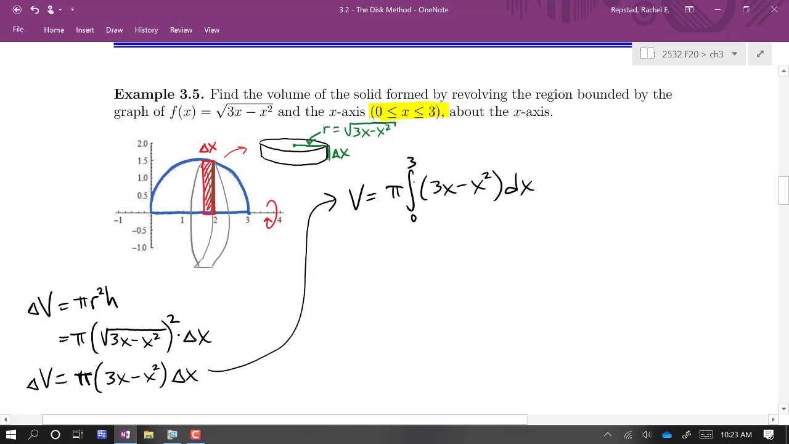And now we can integrate. We are done with the hard part, right? This is the hard part: visualizing, setting up this integral, finding the volume of the sample disk, and then writing out the integral that models this problem. That's the hard part.